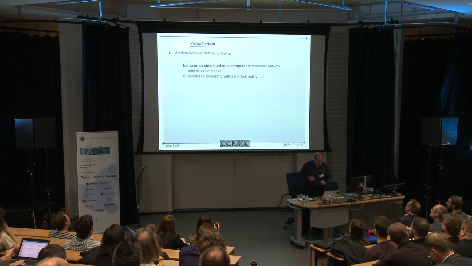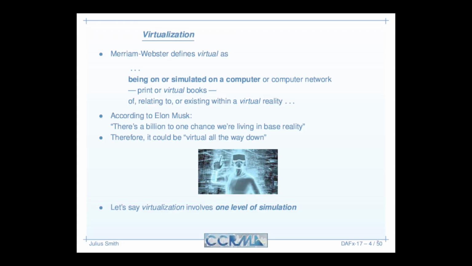So jumping in, what do we mean when we say we want to virtualize something, or what is a virtual anything? Well, I looked it up, and according to Merriam-Webster, it's being on or simulated on a computer or computer network. So you have print books and you have virtual books. And it's also a virtual something if it exists within a virtual reality. Virtual reality is a big thing nowadays. It's getting bigger all the time.